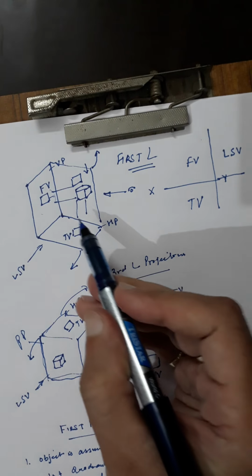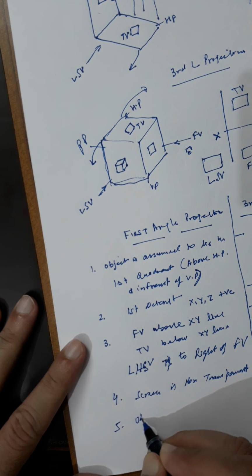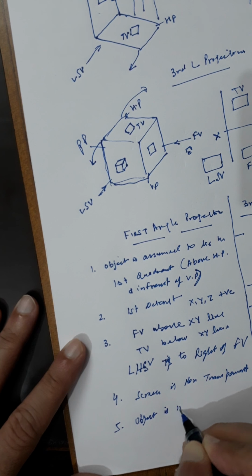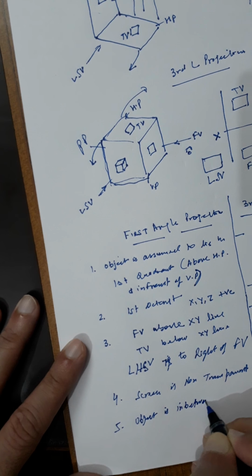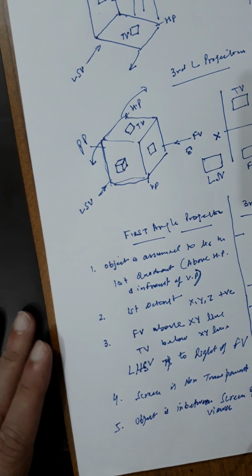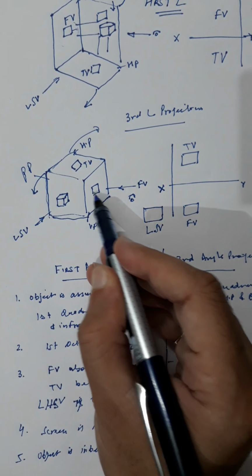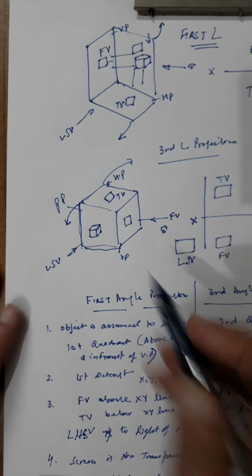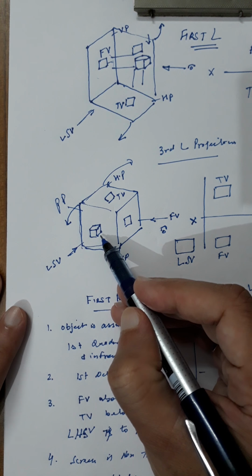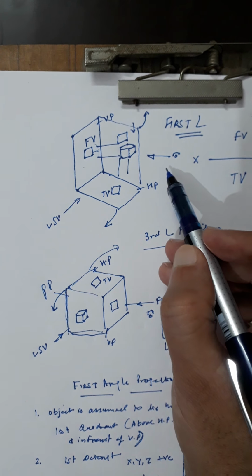Then one more thing I would like to add is that the object here in the first angle projection is in between the screen and the viewer. Whereas in case of the third angle projection, the object is behind the screen. The screen is in between the viewer and the object. Whereas in the first angle projection, the object is in between the screen and the viewer.